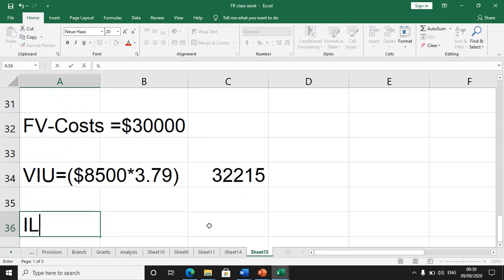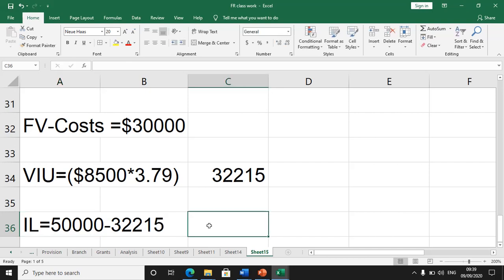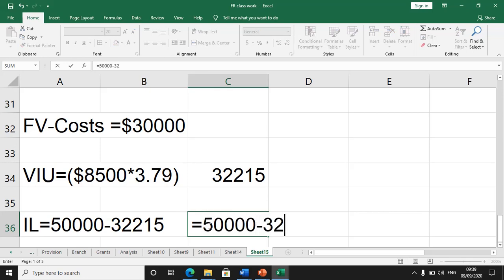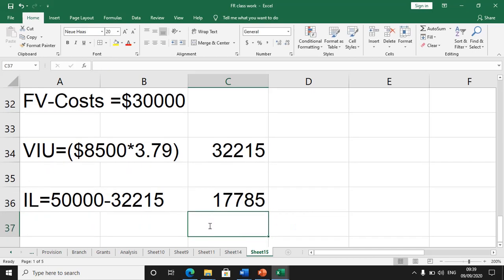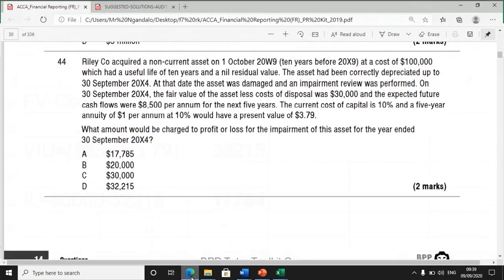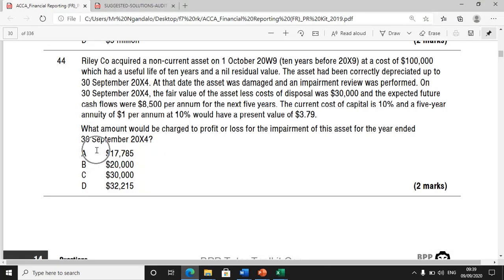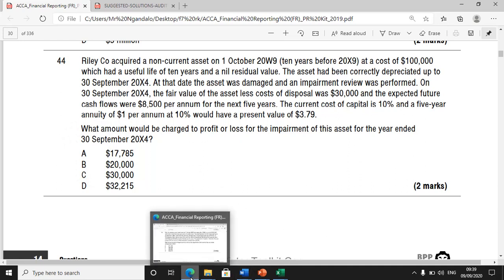So then the impairment loss will be 50,000 minus 32,215. And if I use the power of Excel, I have 50,000 minus 32,215. I'm getting that figure there. Okay, so if we check in our options, we are having 17,785.